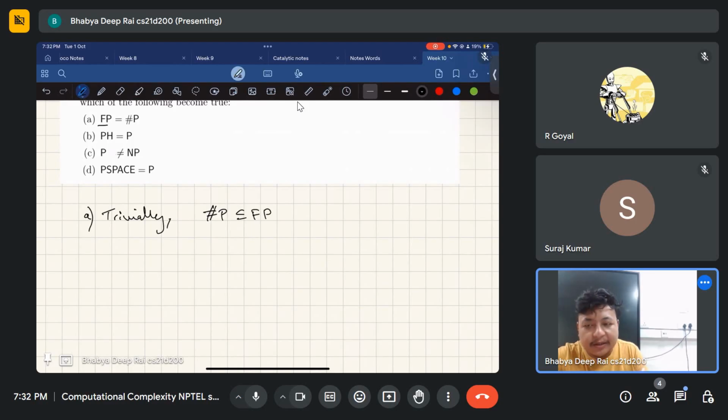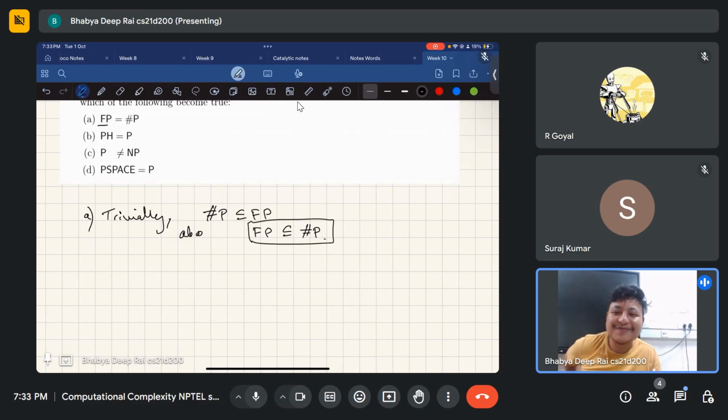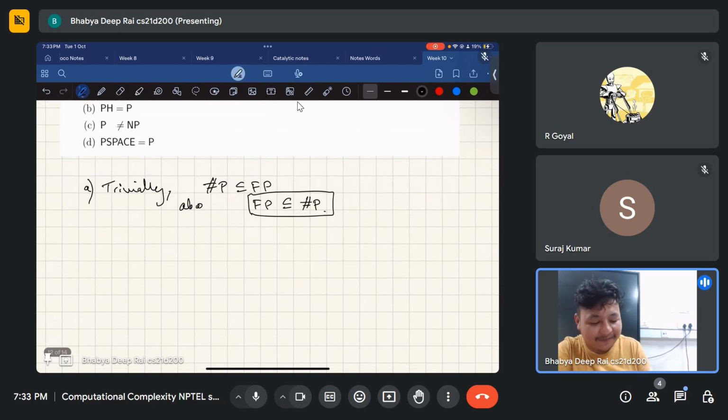Now that you have Sharp-P contained in FP, and you know that FP is also contained in Sharp-P, and we'll look at why later on. I have a separate question for this, but it's not very difficult. Maybe meanwhile think at the back of your mind why this is true. And so Sharp-P is equal to FP.